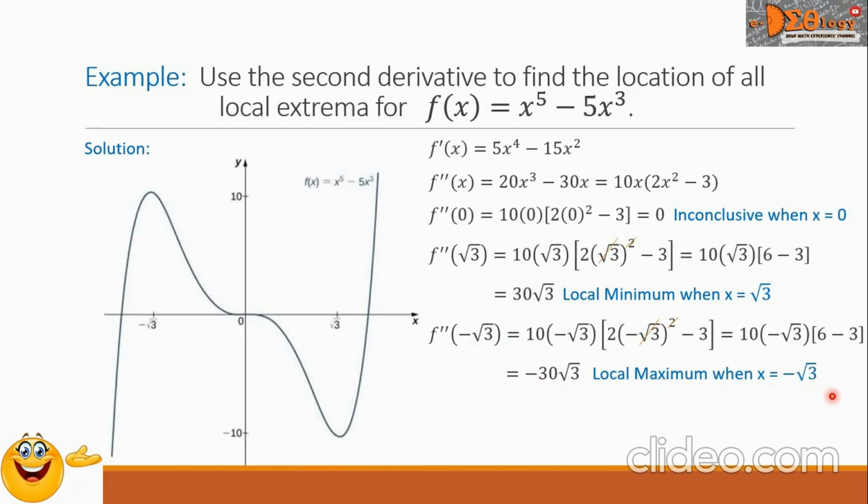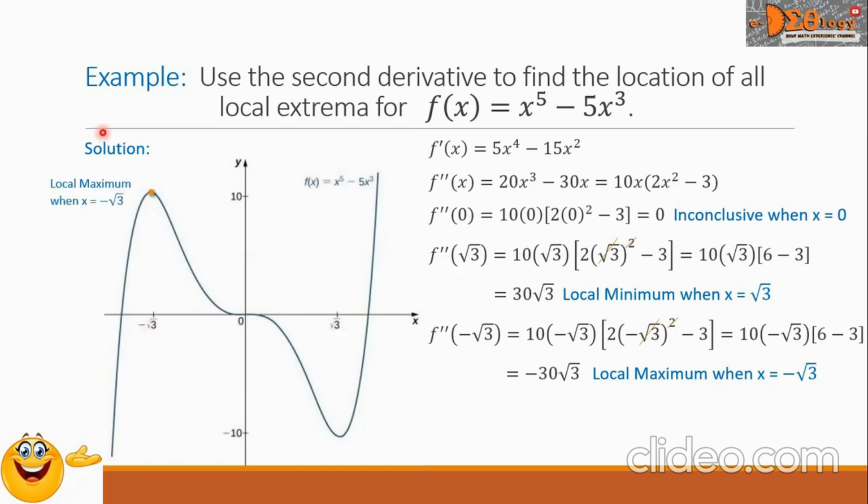Using the graphing facility, this is the graph of f(x) = x^5 - 5x^3. Let us examine the graph on its critical points when x equals negative square root of 3, when x is equal to 0, and when x is equal to square root of 3.